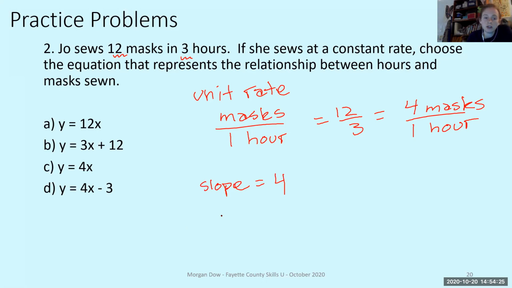So if we wanted to figure out how many masks she's able to make in a given number of hours, we would take the number of hours and multiply it by 4 masks per hour. That means the number of masks she makes is equal to 4 masks an hour times the number of hours. And so we would choose answer C. This is an example of a proportional relationship.